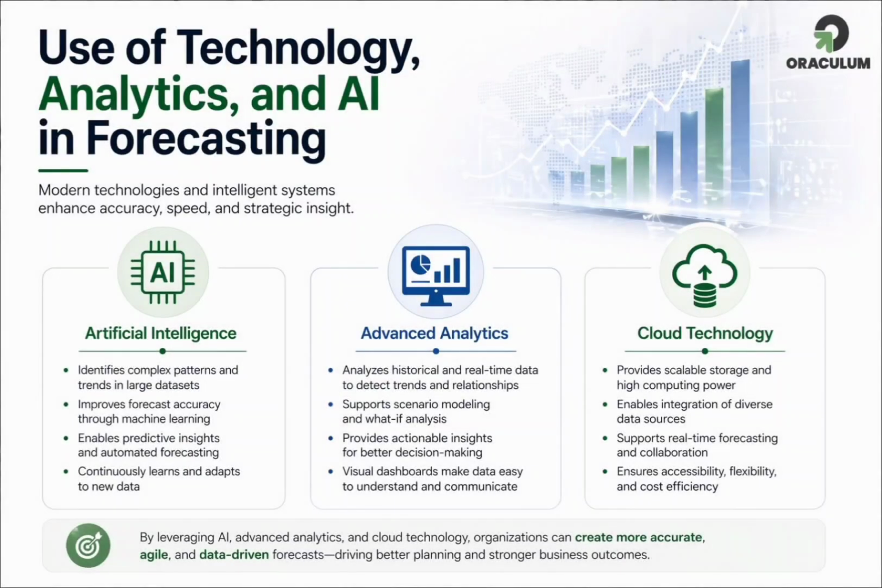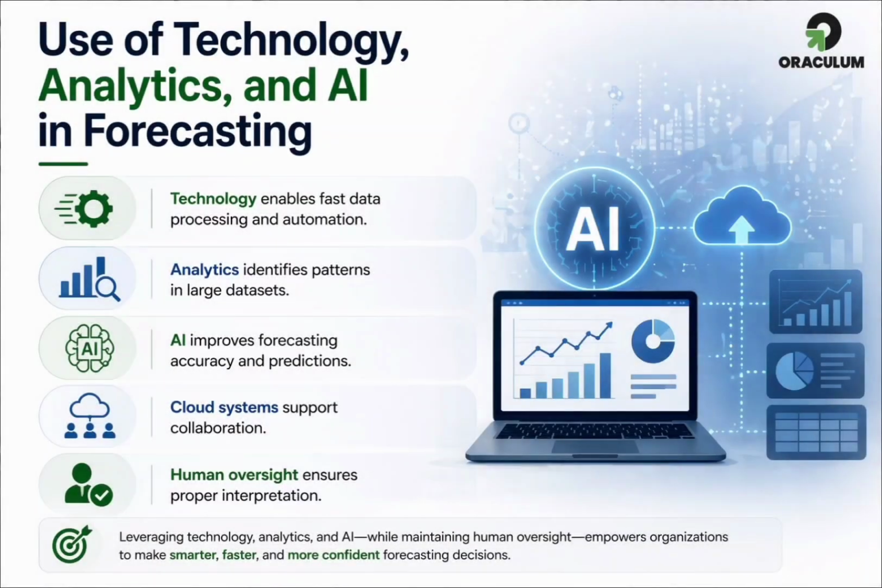Use of technology, analytics, and AI in forecasting. Technology enables faster data processing, automation, and real-time updates. Data analytics identifies patterns and trends in large datasets. Artificial intelligence improves forecasting accuracy by learning from data and predicting behavior. Cloud systems enhance collaboration, while human oversight ensures realistic interpretation and ethical use of data.